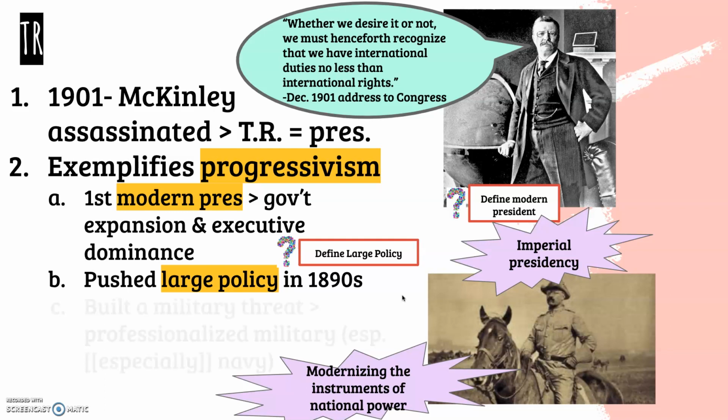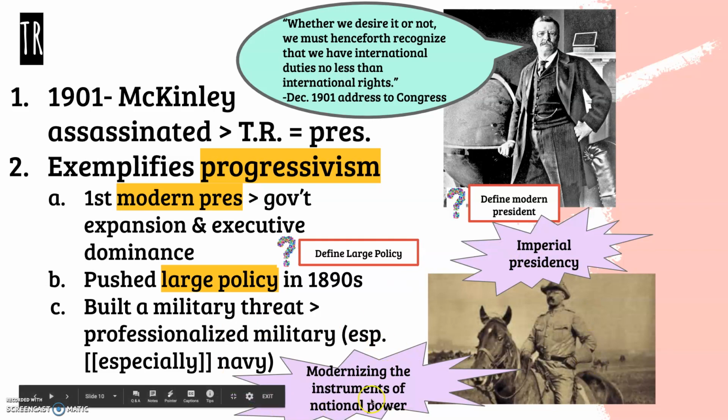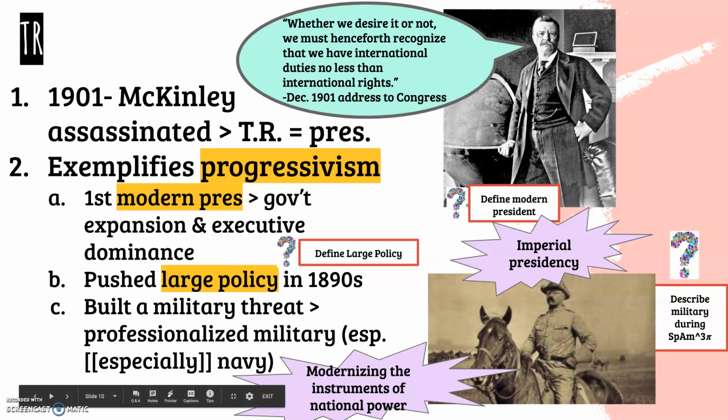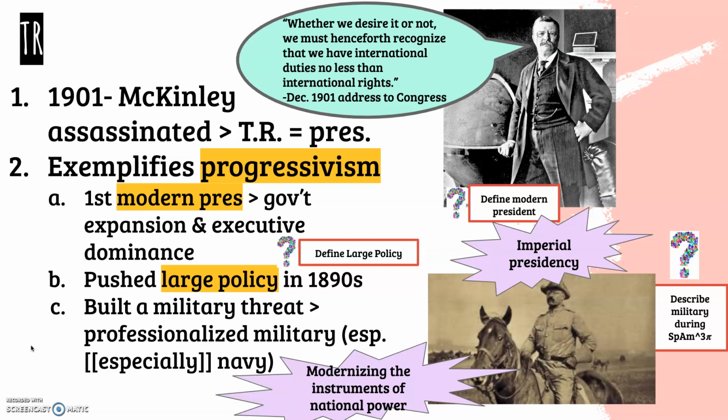Some tactics of how he's going to do that are by modernizing the instruments of national power. So we're talking about modernization not in terms of industry and factories, but in terms of our military and our diplomatic corps. He's going to build up our military and build from what we had with the irregular militia, but instead fund it more, have colleges for it, centralize it, really make it integral to our foreign policy, because you can't have a foreign policy unless you have a military threat to back it up. Otherwise, people will see right through what you're trying to push forward.